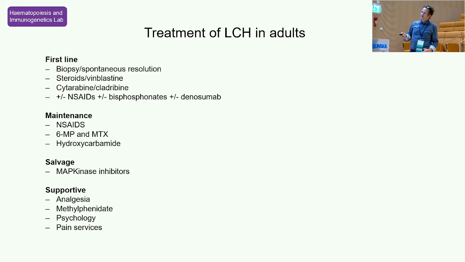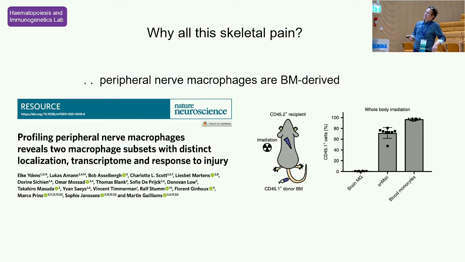And then we end up doing a whole lot of this supportive treatment with analgesia. We use Ritalin to try and cope with the fatigue. Some patients find that useful, but mostly psychology and pain services become really important. So I'm sorry, I raised another question here rather than giving you an answer, but this is really puzzling, why you have all this terrible skeletal pain.